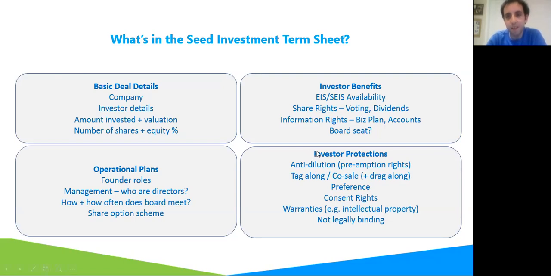Now, the investor protections part is the key part that really is going to be negotiated, because this is generally talking about the level of control which the investor has over your business. And generally it depends, but your position is probably going to be that you want to limit the control that the investors have over your business, whereas the investors may want to exercise extra levels of control.